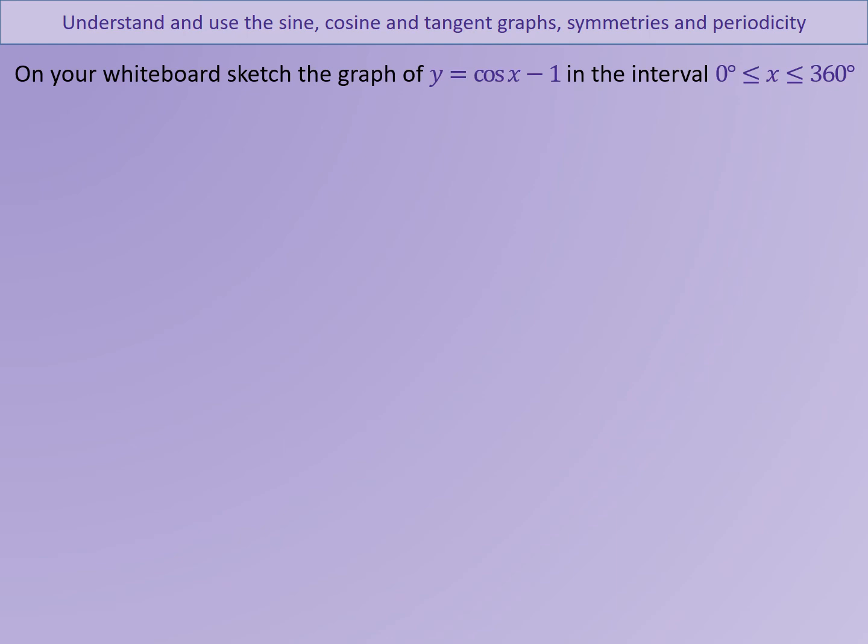Here's our next one, so you should now get the idea of this. I would like you please to look back at your notes if you need to. Tell me what the effect is of the -1 placed on the end of the function, and then I'd like you to sketch that curve in the interval of 0 to 360. When you're ready, press play on the video and we will go through an answer.